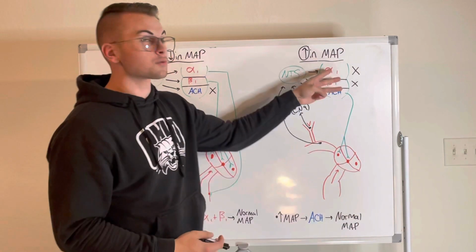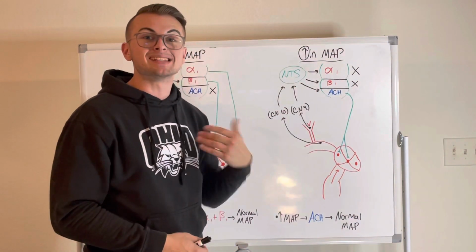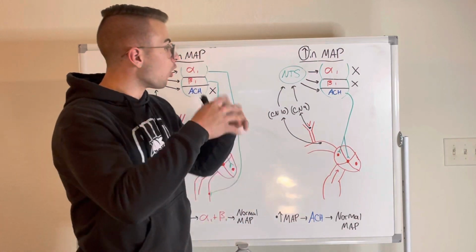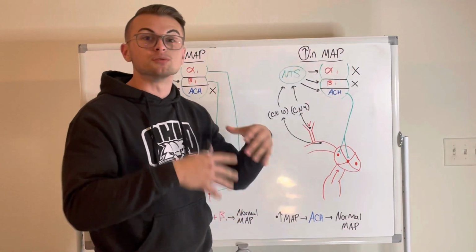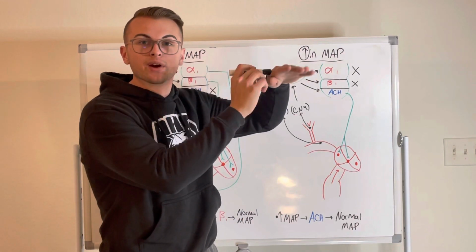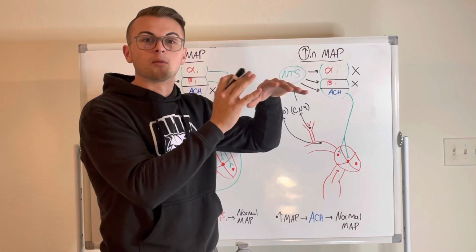Now, these 3 actions are going to help decrease our cardiac output, decrease our TPR. In an overall sense, they are going to decrease our blood pressure, our MAP, to get it back to that set point, to get it back to baseline where our body likes it.